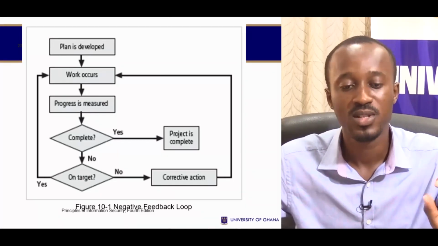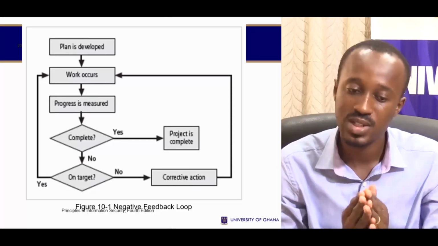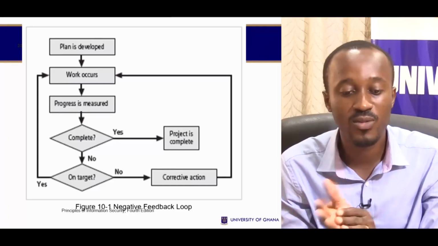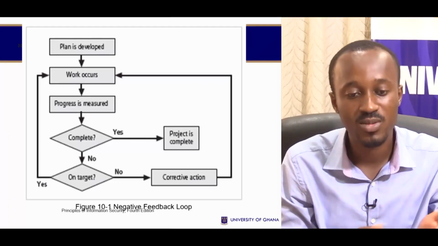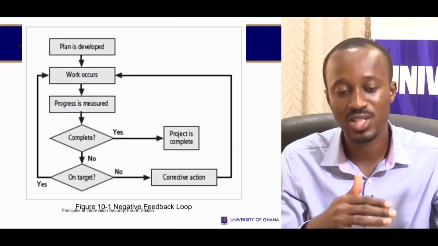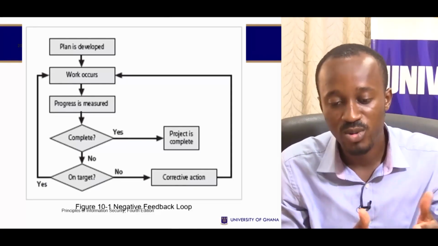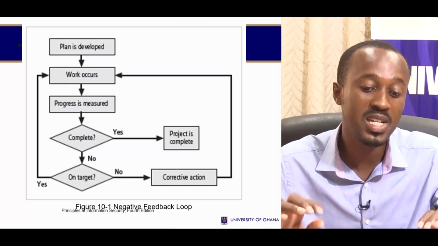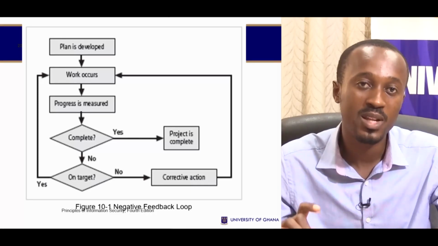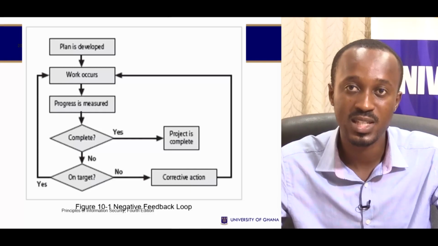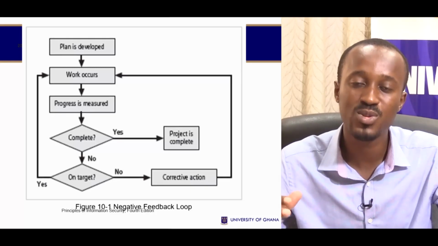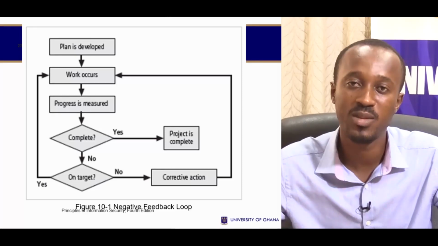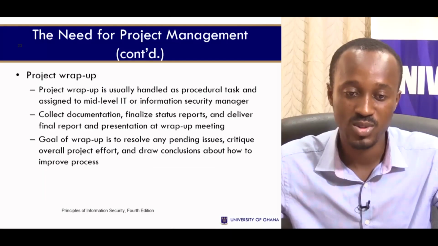The plan is developed, the work occurs, progress is measured, then you ask yourself, have you completed it? If yes, the project is complete. If no, are we on target? If yes, we continue the work and move on in that chain. Are we on target? No. If no, we'll have the corrective action, we'll go back and continue work, and so on and so forth. So this is why we need project management in the planning of the project of an information security program. We need these management techniques to be applied or implemented to help us keep track and be able to roll out a very good solution.